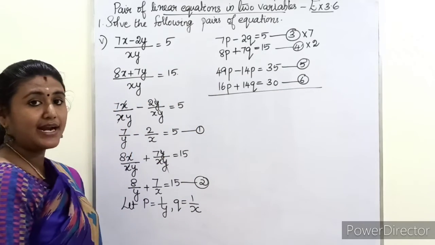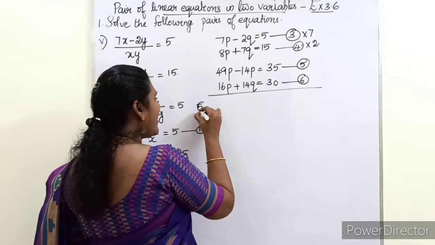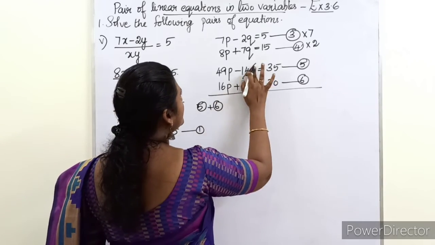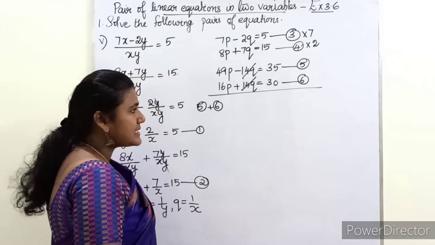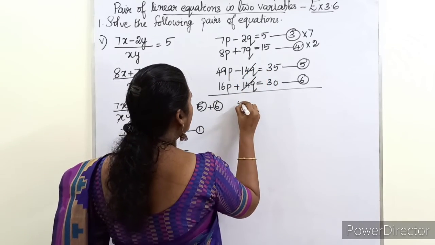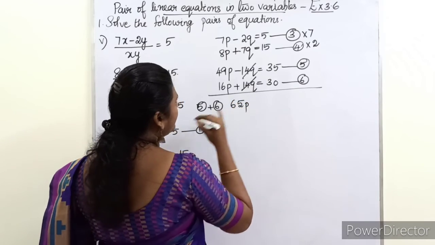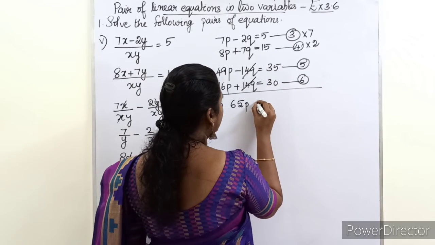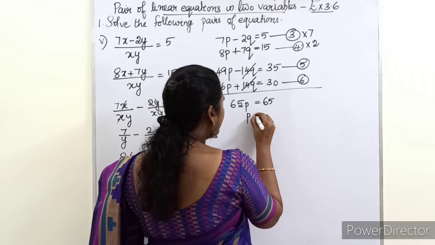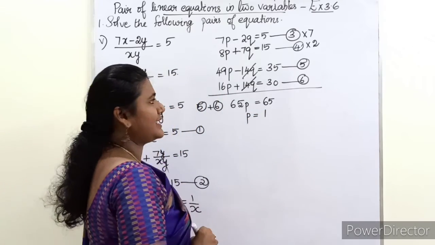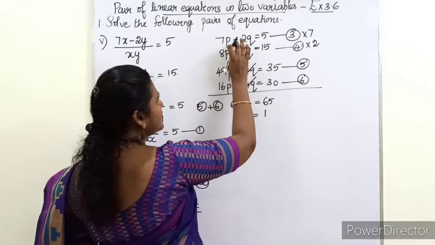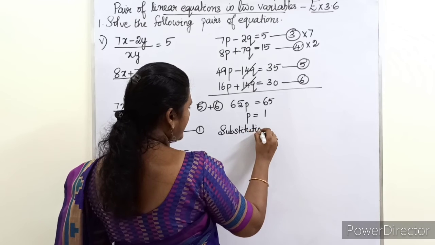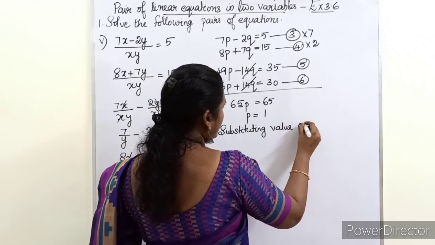Now we are going to add these two equations. So equation 5 plus 6, when you add, the q term will get cancelled, and here when you add we will get 65p. So 65p is equal to 35 plus 30, that is 65. So p value we will get as 65 by 65, that is 1. Now this value we will substitute in the third equation. So substituting the value of p in equation 3.